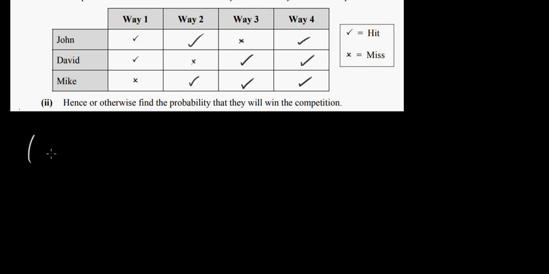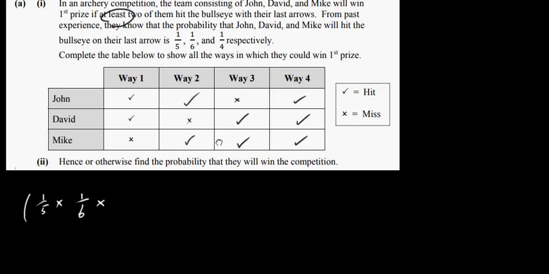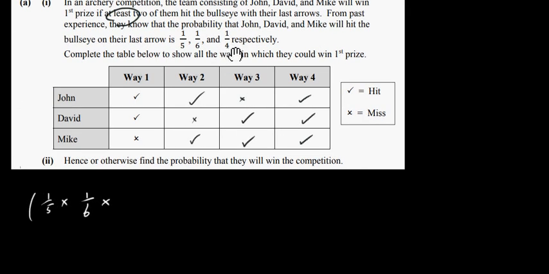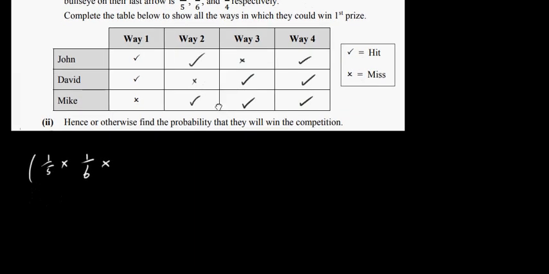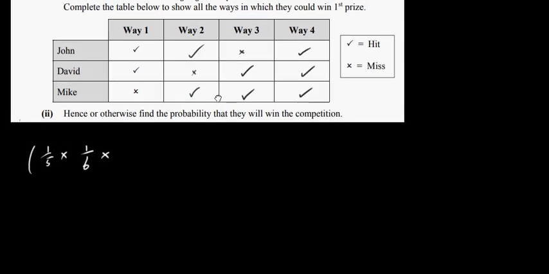So the probabilities are just simply John was 1/5 that he will hit, and "and" means you multiply. David will also hit. His probability was 1/6, and Mike needs to miss. Now Mike hitting was 1/4, so missing then would be simply 3/4. So we're just going to put in 3/4 here. Okay, so that's the first possibility.